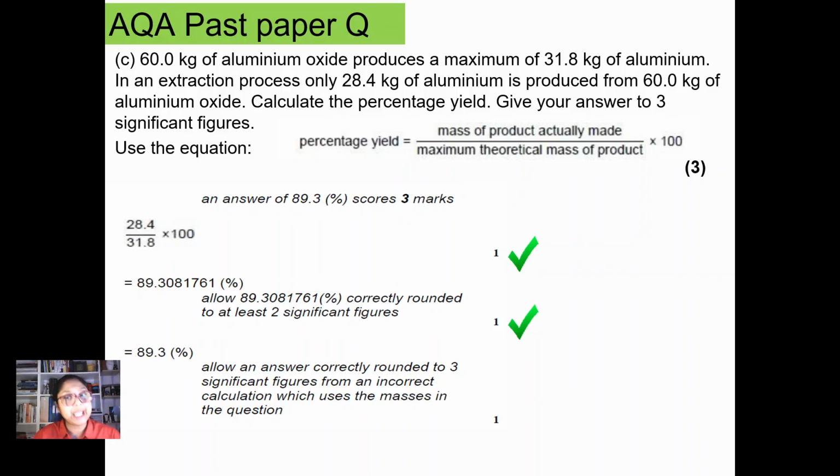Now, if you really need to gain the 3rd mark, you need to read the question carefully what they have given you. Give your answer in 3 significant figures. That means 3 digits you have to stick to. That is 89.3. So after 3, there was 0, which is less than 5. That means you can round it to 89.3, the final answer. You have done it? Well done.